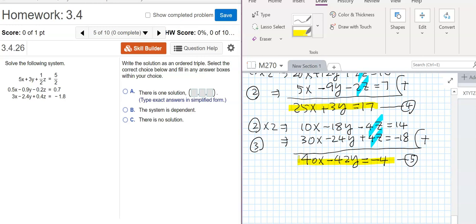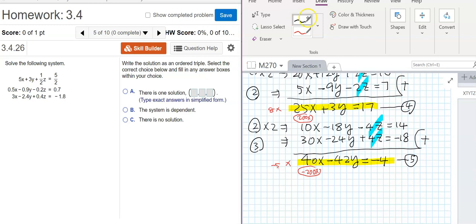So which letter do you want to eliminate? I want to eliminate x. In other words, I want to change this number to 200x and this number to negative 200x. To make it 200, I have to multiply the first one by 8. To make it negative 200, I have to multiply that one by negative 5. Because 5 times 40 is 200 and 8 times 25 is 200. So this one's maybe a little bit involved.